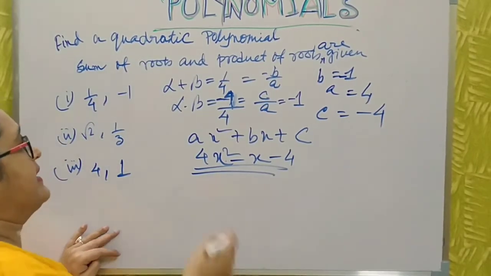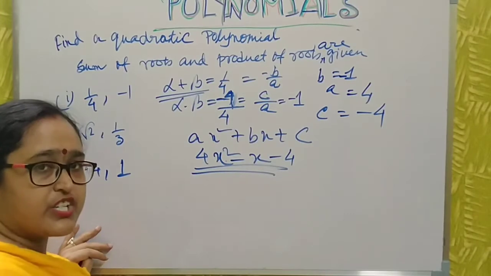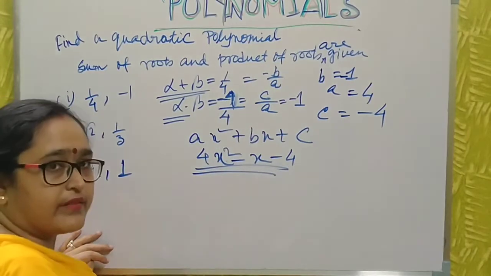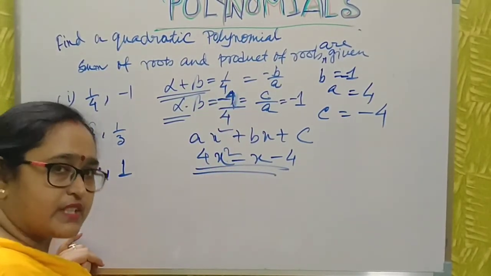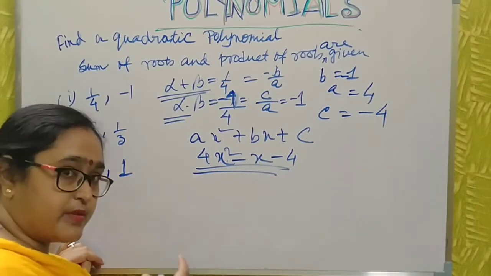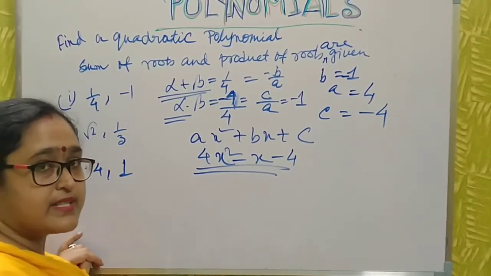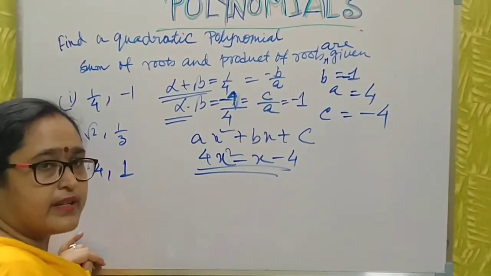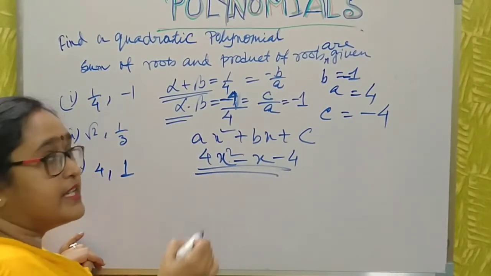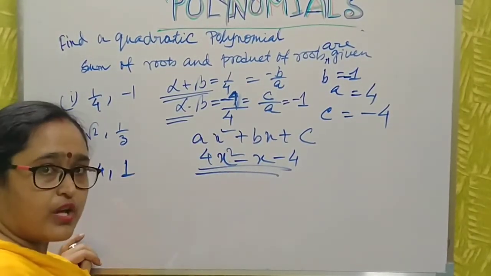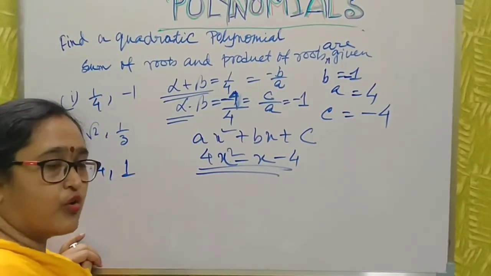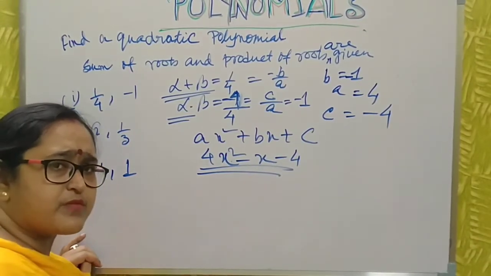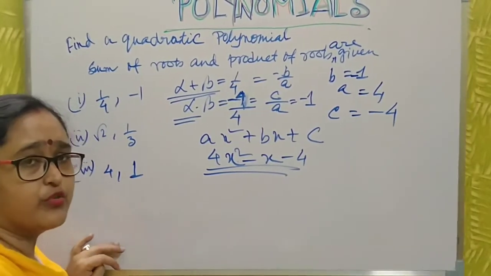Let me discuss again. The addition of the roots is given and the product of the roots is given. The product of the roots is minus 1. The addition of the roots is minus b by a, and the product of the roots is c by a. a is 4, b is minus 1, and c is minus 1. If a is 4, I put 4 here and the numerator must be 4. Then just put it down as ax square plus bx plus c, and you get the polynomial.